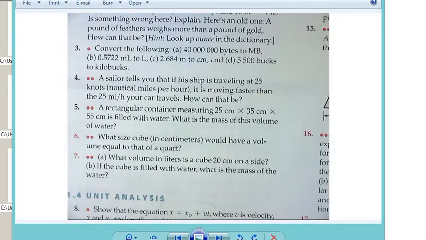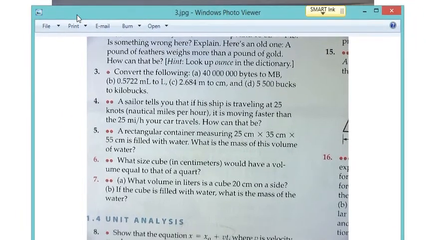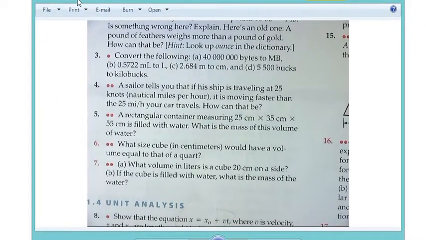So let's read problem number 3. Problem number 3 asks us to convert the following. We're told, you guys, for problem number 3, we're asked to solve or convert, it looks like, 40 million bytes to megabytes.